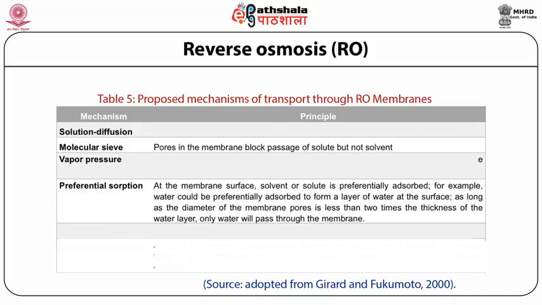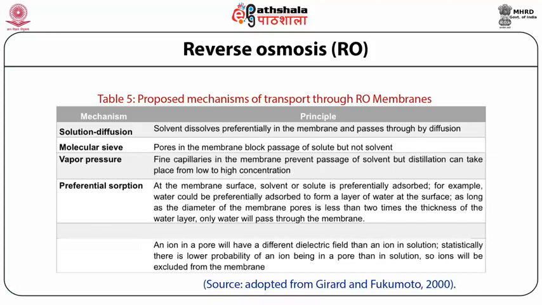If you take the example of solution diffusion, the principle behind it is that the solvent dissolves preferentially in the membrane and passes through by diffusion. If we see another mechanism, vapor pressure, the fine capillaries in the membrane prevent passage of solvent, but distillation can take place from the low to the higher concentration. If we see hydrogen binding, then water makes a hydrogen bond with the membrane and diffuses through it. This is another approach or mechanism of processing in RO.